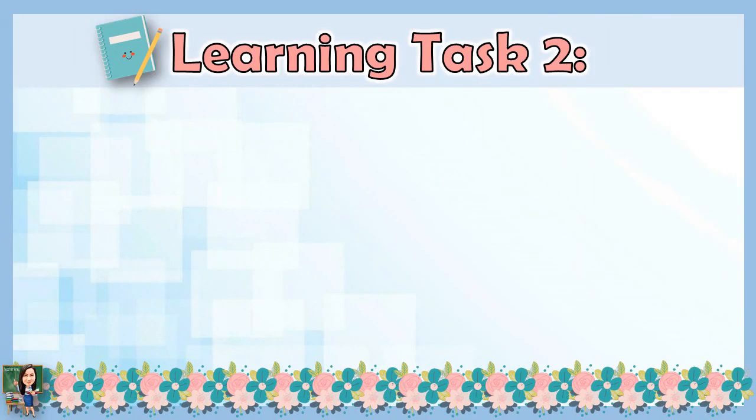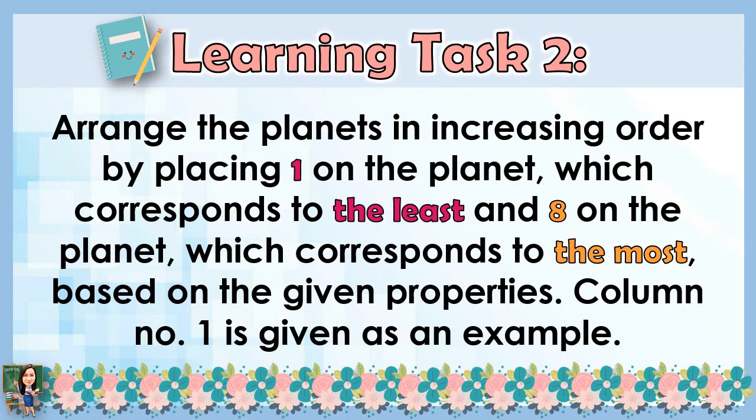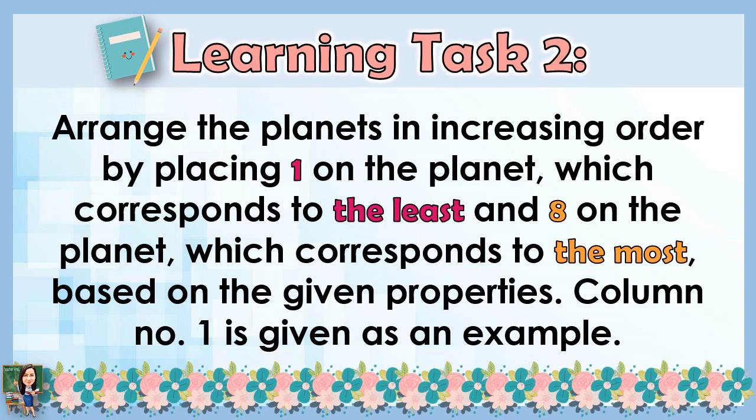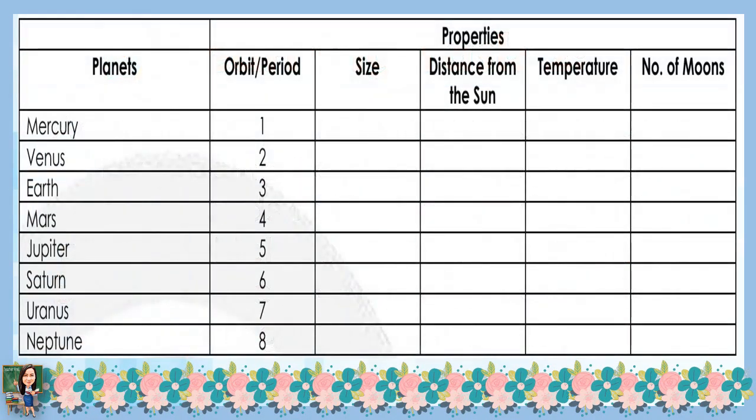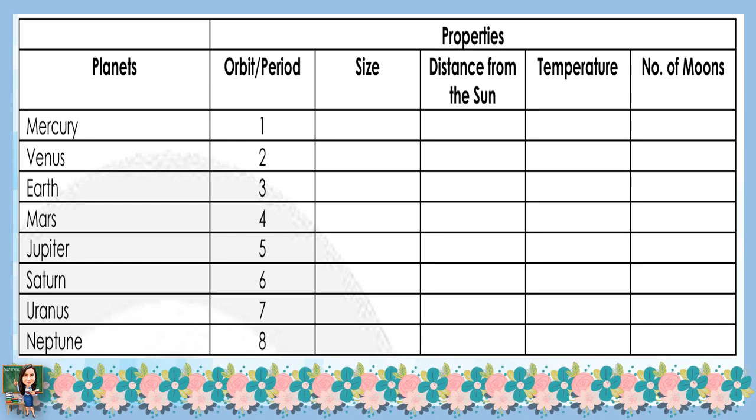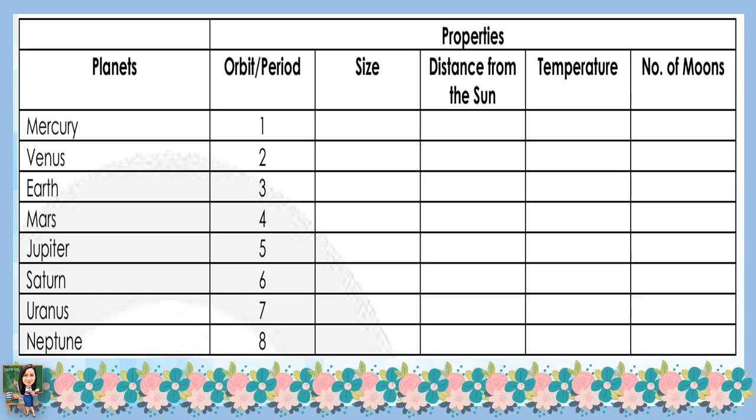For Learning Task 2, arrange the planets in increasing order by placing 1 on the planet which corresponds to the least and 8 on the planet which corresponds to the most based on the given properties. Column number 1 is given as an example. In the first column, we have the names of the different planets. The different properties are orbit or period, size, distance from the Sun, temperature, and number of moons. So the answer in the first column for properties is already given.